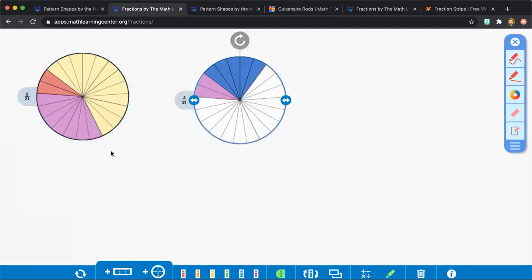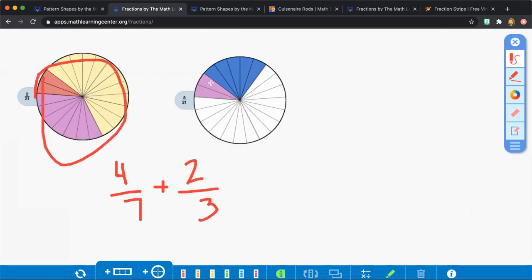So when we added the 4 sevenths plus the 2 thirds, this model was really more helpful to figure out that common denominator first, so we could fill up the 1 whole and then see how much we had left over.